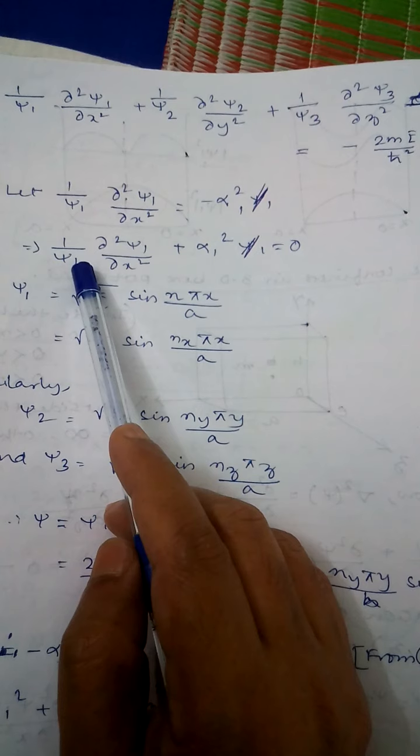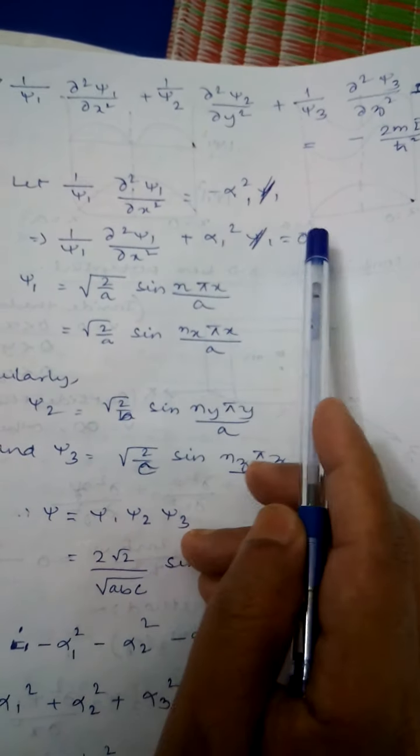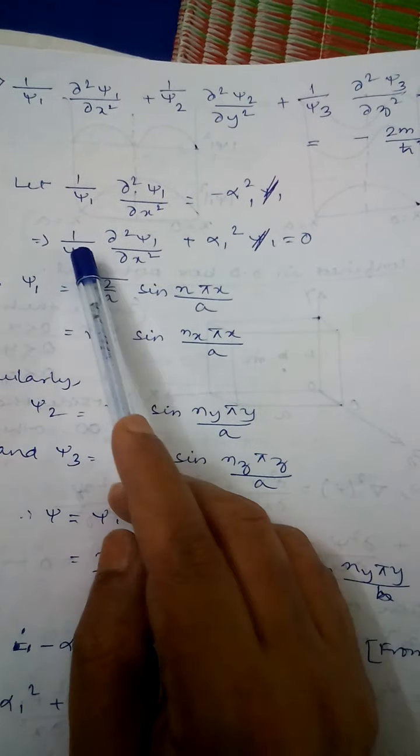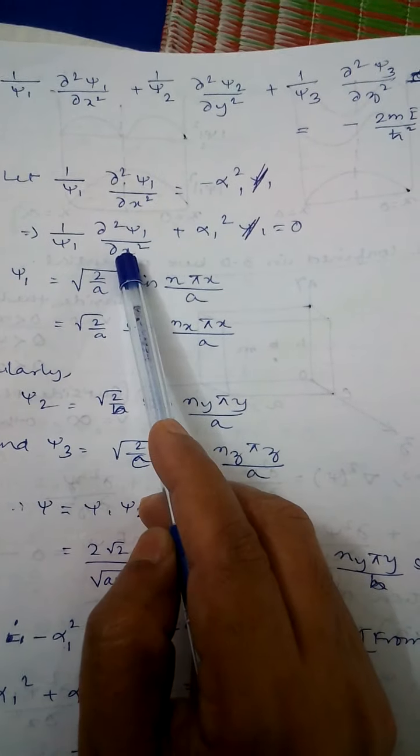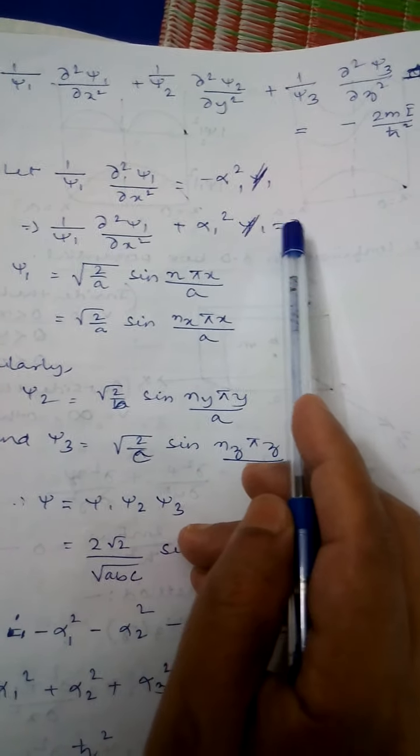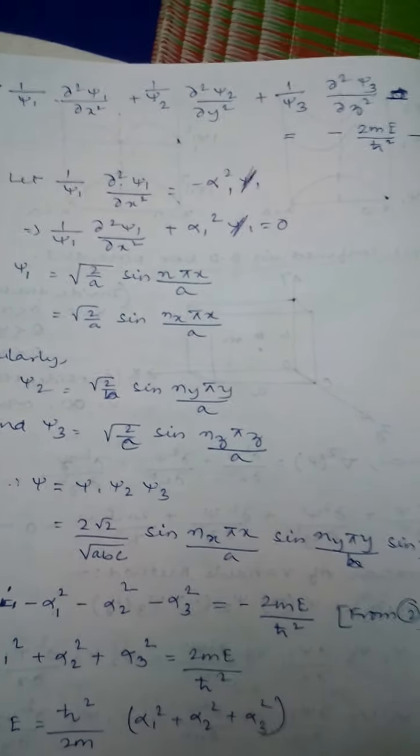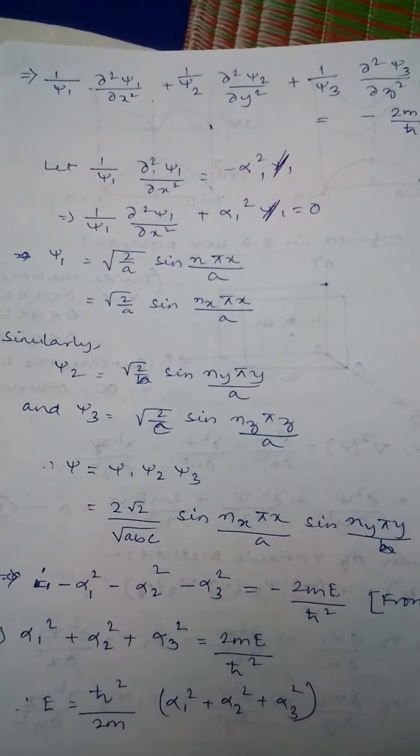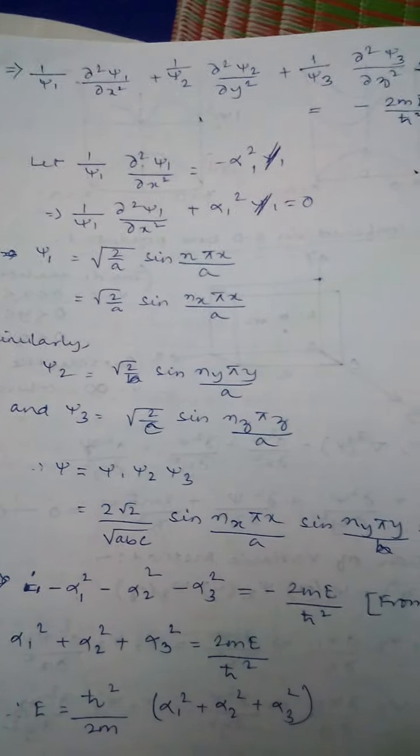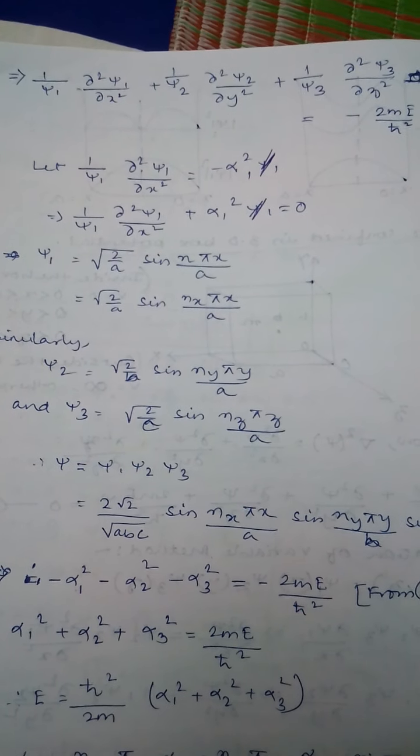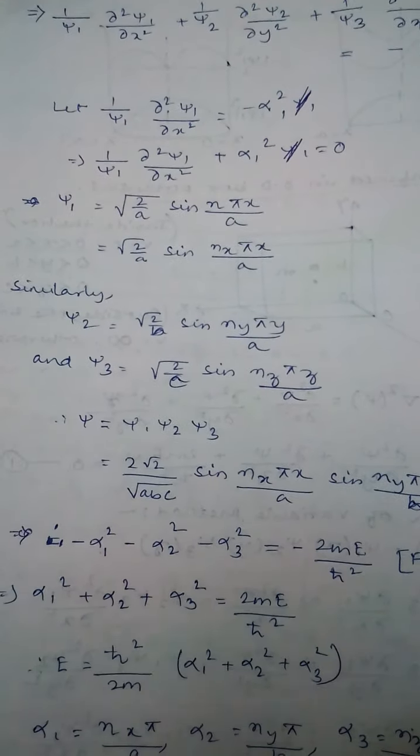Okay. So considering this first term equals minus alpha 1 square, this indicates 1 by psi 1 del square psi 1 by del x square plus alpha 1 square equals 0. Multiplying by psi 1, it takes the form del square psi 1 by del x square plus alpha 1 square psi 1 equals 0. This is analogous to the one dimensional box potential problem, del square psi by del x square plus alpha square psi equals 0. And we know the solution of the one dimensional box potential problem, so directly we can write the solution.